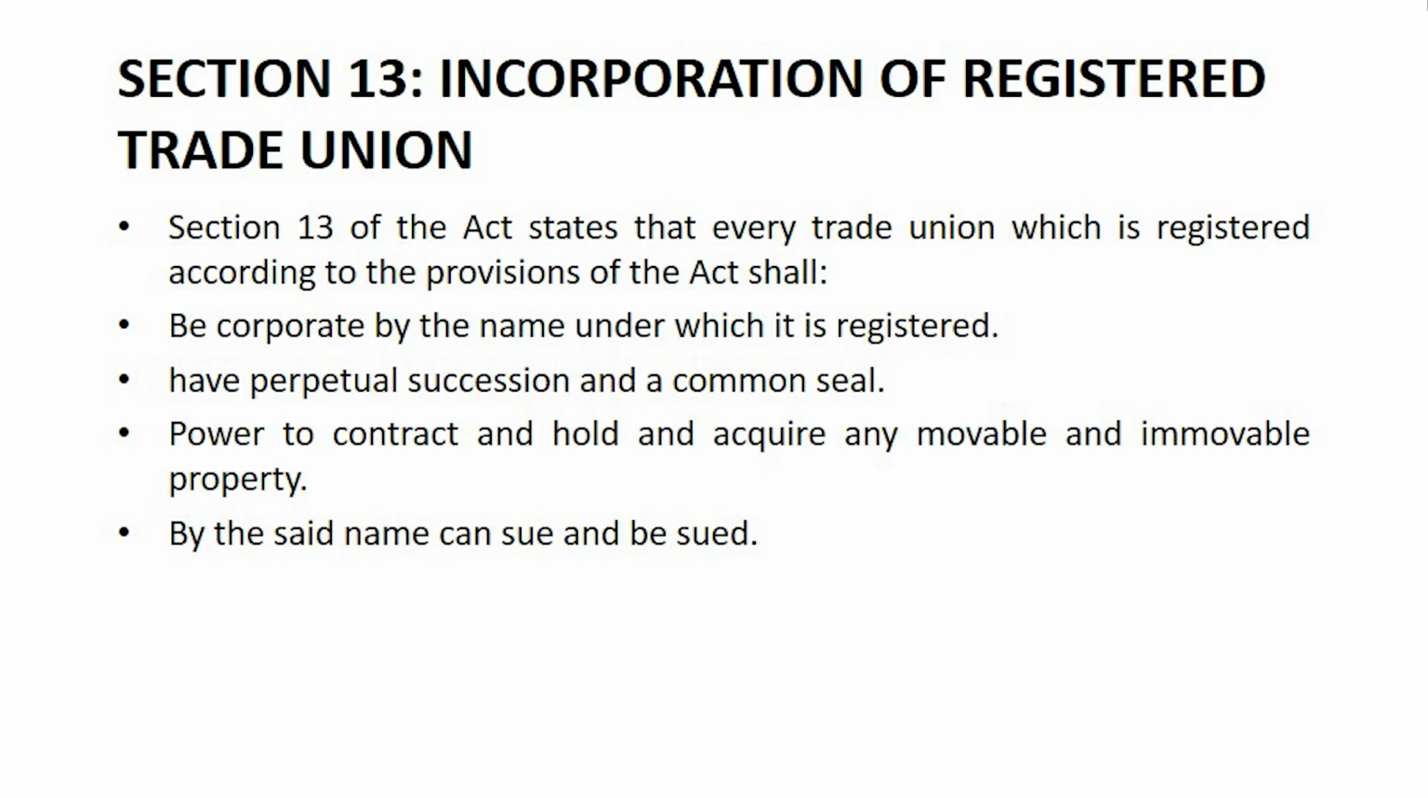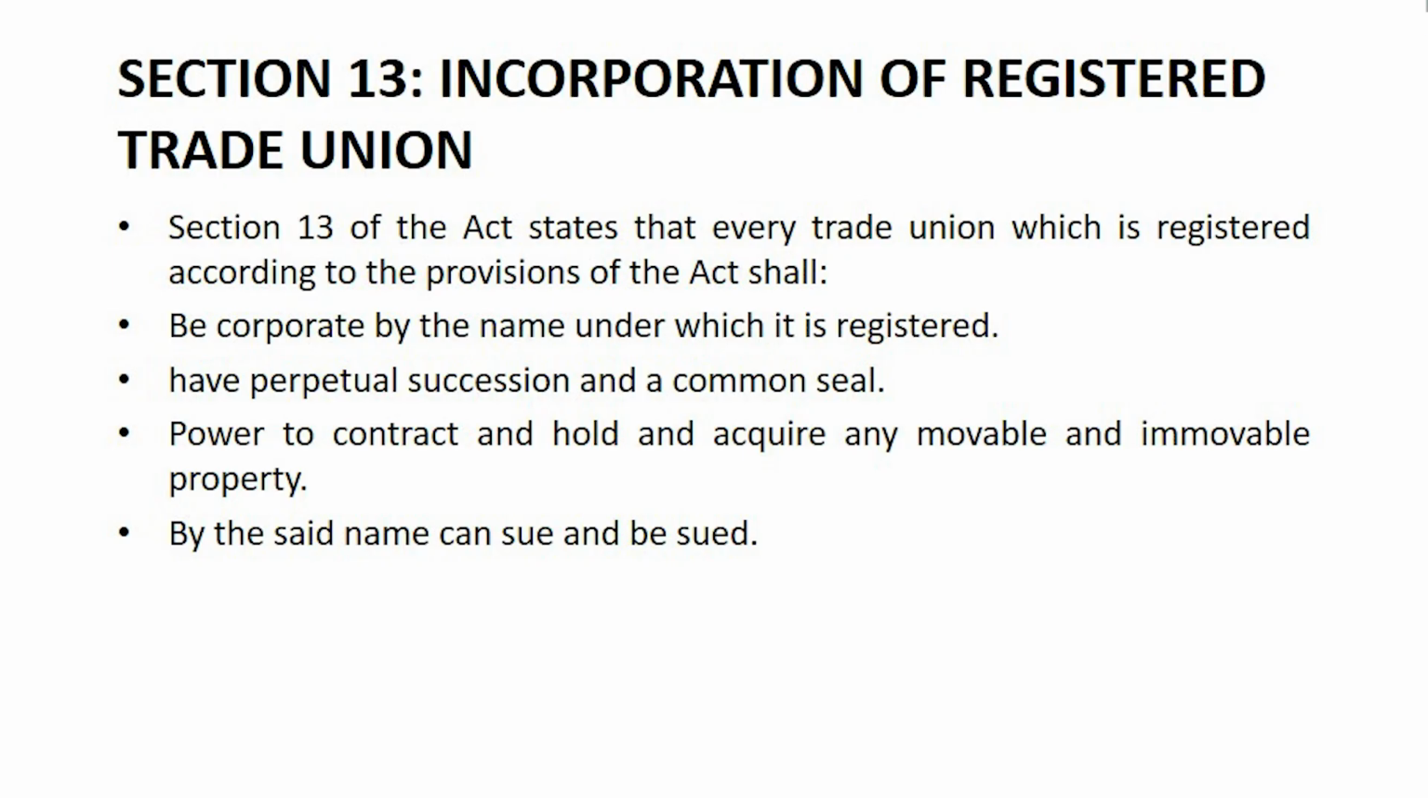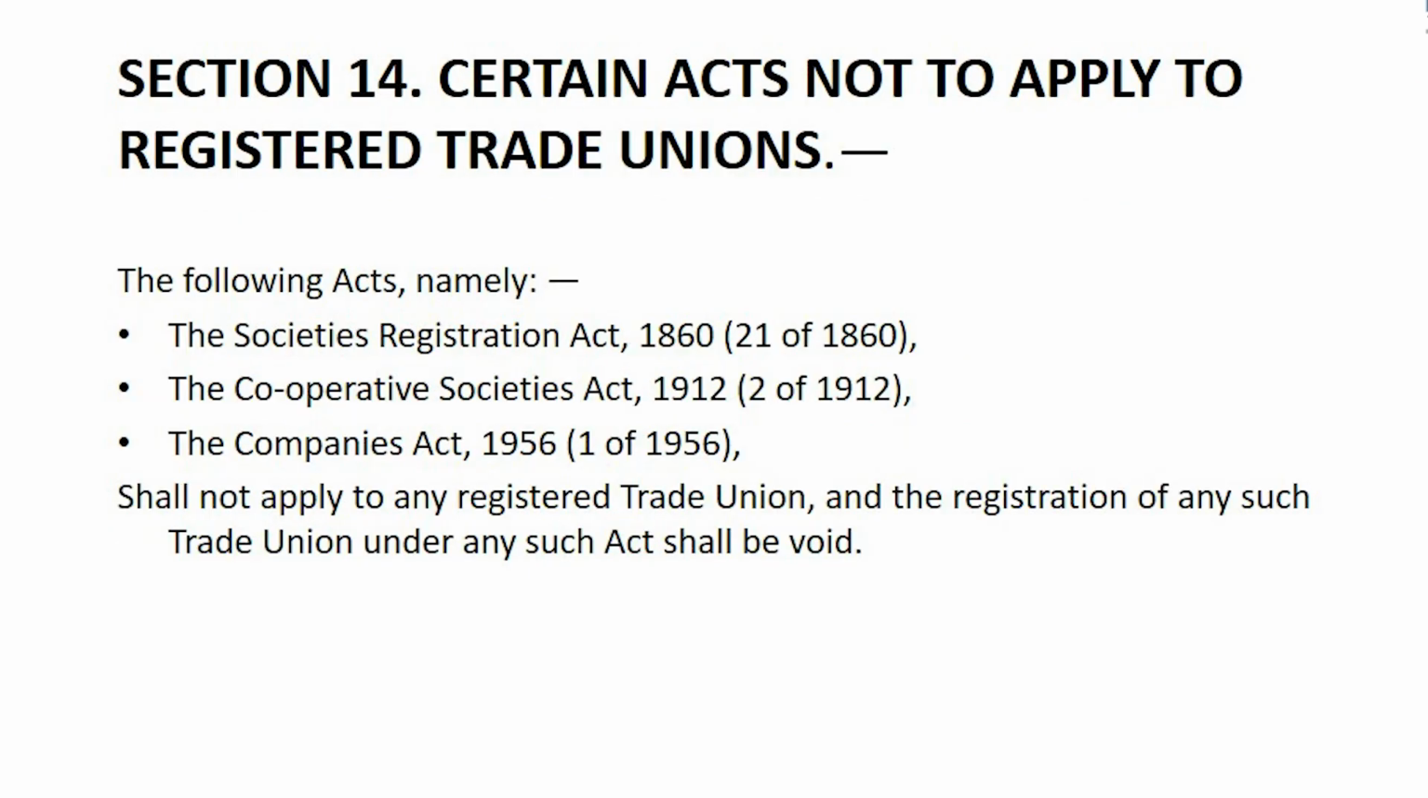As we discussed earlier, the trade union is a body incorporate, because the trade union is having the name, and the perpetual succession, and they are having the common seal. The trade union is having the power to contract, and the power to buy movable property and immovable property, and they can sue others and can be sued with this same name. That is why we are saying the trade union is a body incorporate.